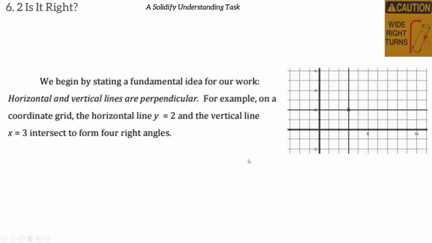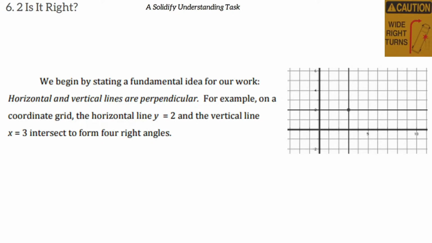Okay, this is our second lesson for Module 6 in the IM1 curriculum. And today we're going to talk about right angles and how we know something forms a right angle. So the title is 6.2, Is It Right? And this is a Solidify Understanding task.